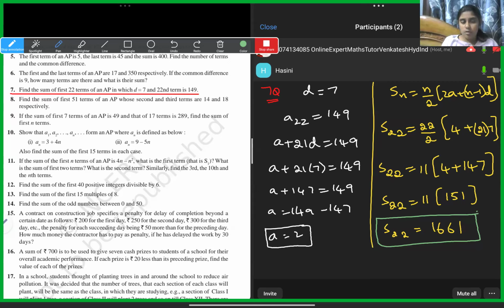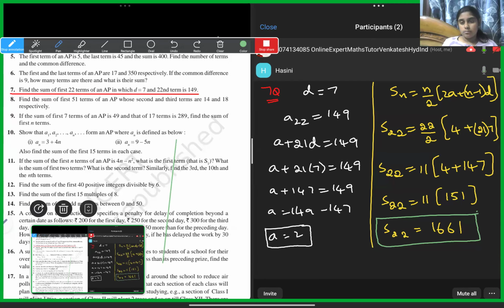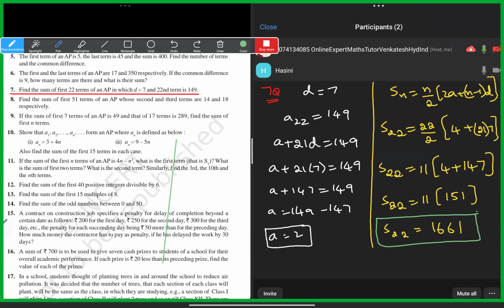Suppose D is not given, but A and an are given, we can use the second formula. Without D, we can find the sum of n terms, but without A, we cannot find it. Means if D is not given, we can use the second formula of the sum of n terms to find the sum if an and A are given, but we cannot find the sum of n terms without the A value.